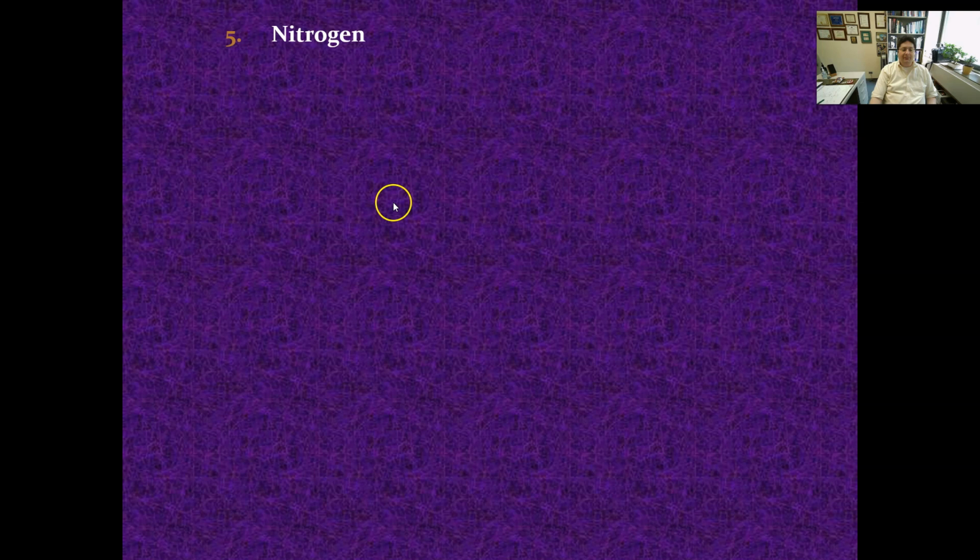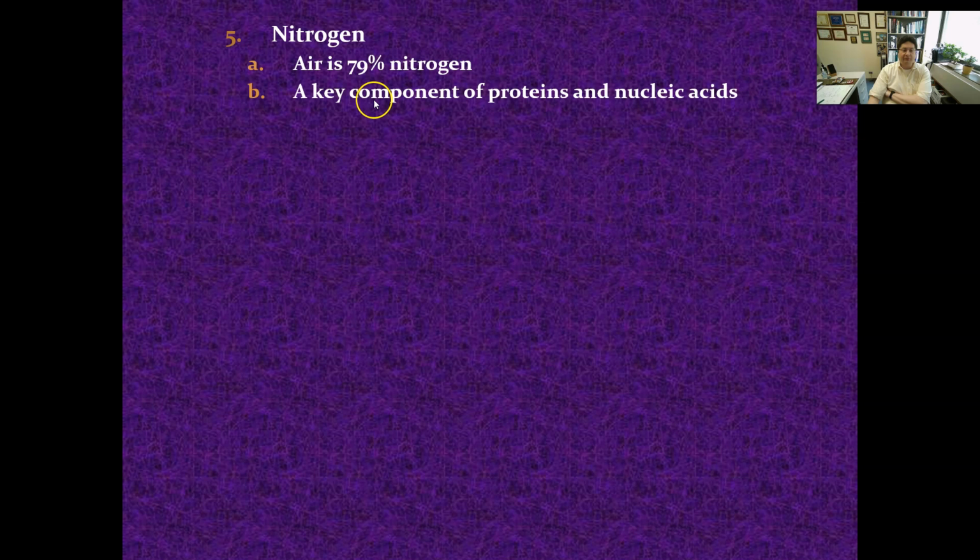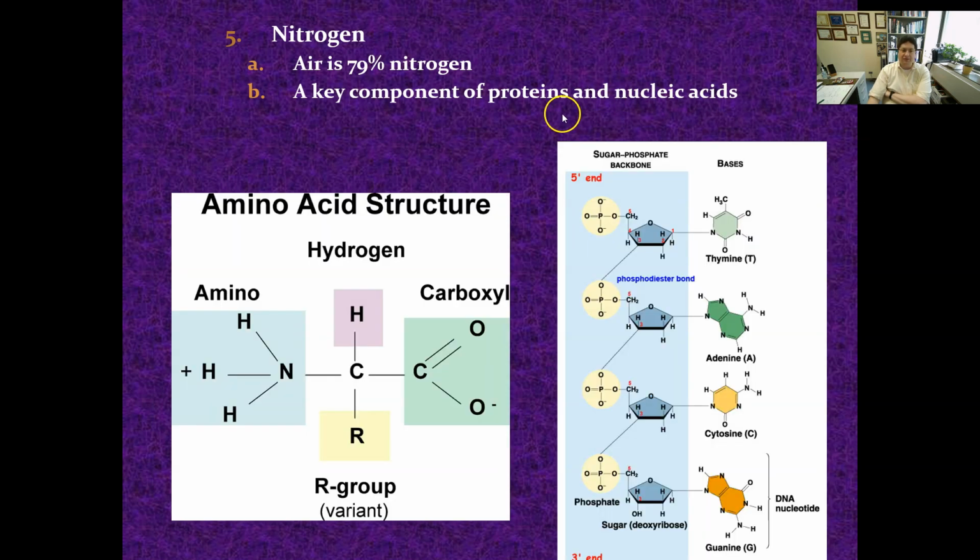Okay, now what about nitrogen next here? Remember, the air is about 80% nitrogen. Okay, most of that nitrogen in the air is not accessible to living things directly. It has to be converted to another form first. Now, why is nitrogen important? Nitrogen is a key component of proteins. All proteins have nitrogen in them, and DNA and RNA, nucleic acids. All those have nitrogen in them.